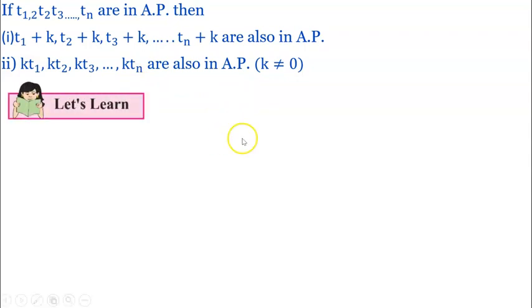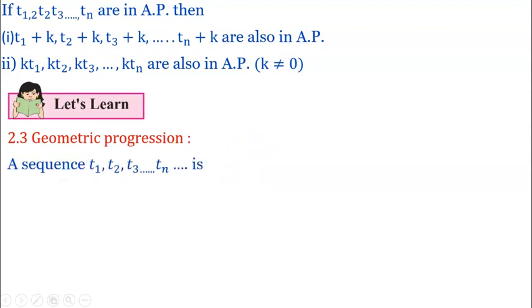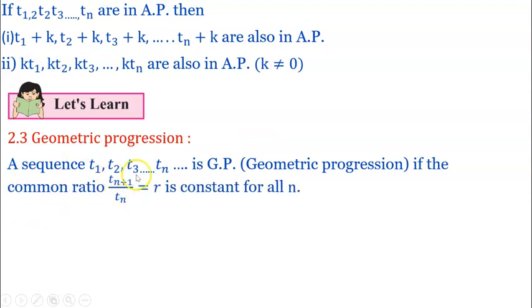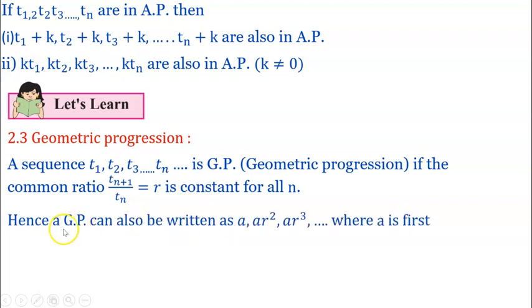Now let's learn geometric progression. A sequence T1, T2, T3 up to Tn is a GP, that is a geometric progression, if the common ratio Tn plus 1 upon Tn equals R is constant for all n. Hence, a geometric progression can also be written as A, AR, AR square, AR cube, and so on, where A is the first term and R is the common ratio.